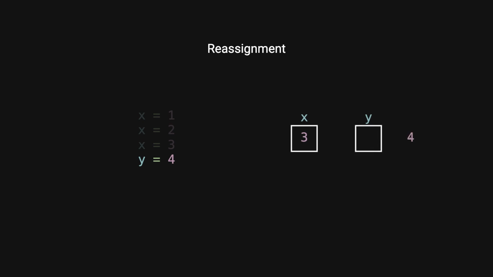When you reassign a value into a variable, the new value will overwrite the old value. The key insight here is that variables can only store one value at a time.